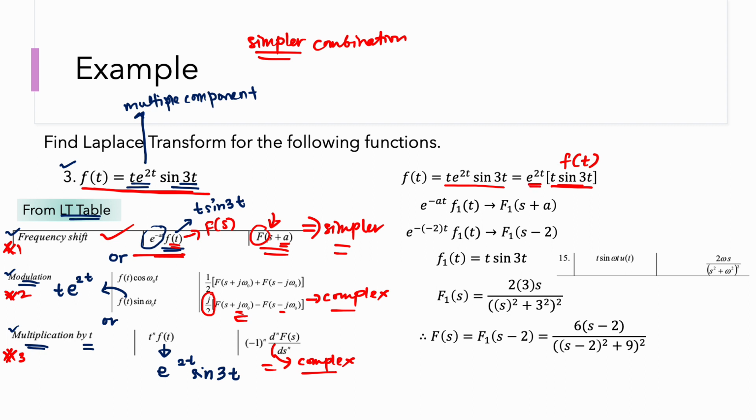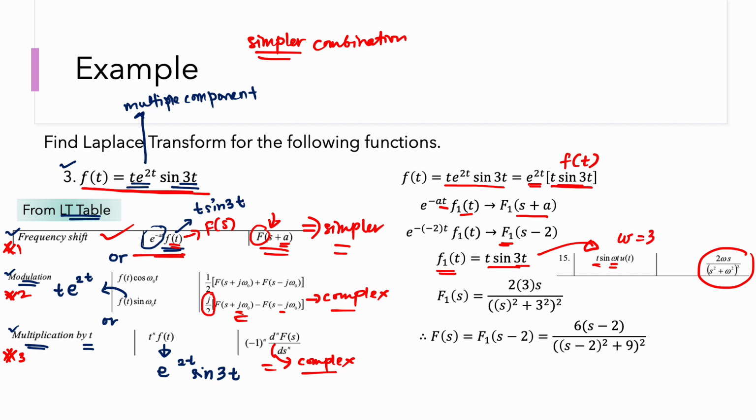and this is our exponential. So f(t) is equal to e^(-at) f1(t), which becomes F1(s+a). So we need to know our f1. Our f1 is equal to t sin 3t. If we look into the table, we need to refer to the table again, we will get the equation in the s domain: 2ωs over (s² + ω²) squared. So we need to identify the value of omega. What is the value of omega now? Our value of omega is equal to 3.